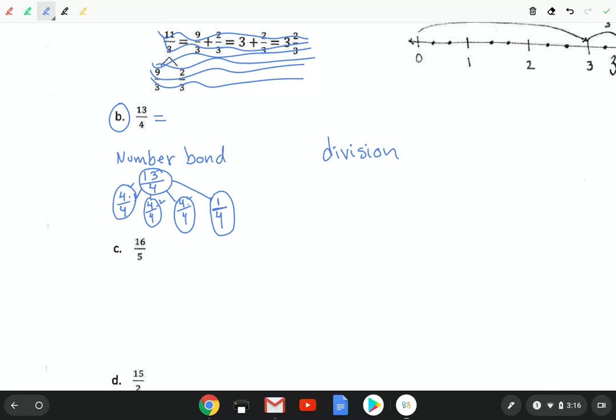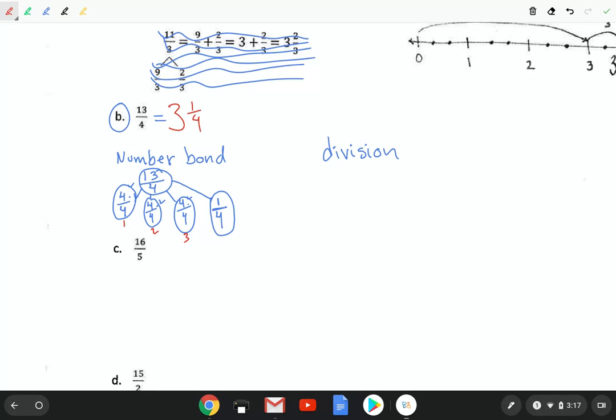Okay. So now I am ready to write down the mixed number. Let me see how many wholes we made. We made 1, 2, 3 wholes. So 3 wholes and 1/4 was left. Okay, and so that's my mixed number. So 13/4 is the same as 3 and 1/4. So that would be with a number bond.